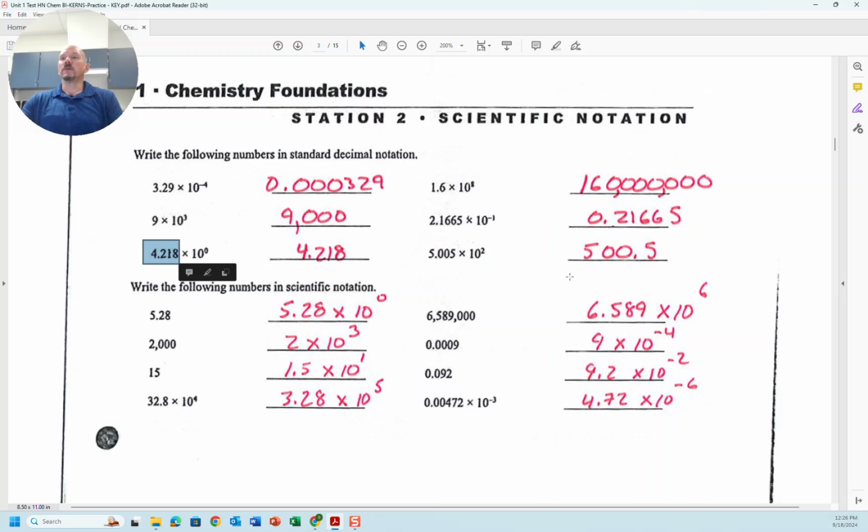Okay. So how do you take a number that's in between 1 and 10 and put it in scientific notation? You keep the number as is, and then you say times 10 to the 0, right? So if we look at this one, right? How do I put that in scientific notation? Well, if it's in between 1 and 10, it's just going to be 10 to the 0 power. Okay.